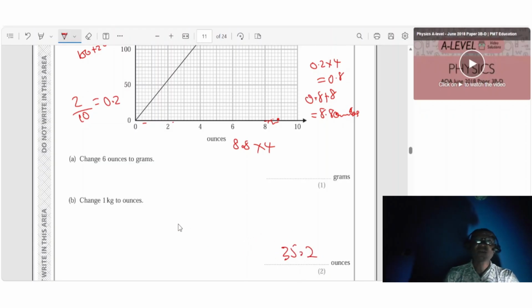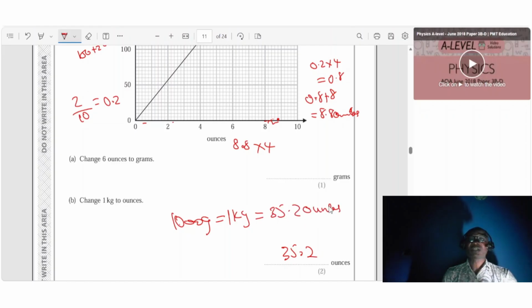This is now equivalent to what? 1,000 gram, or 1 kg, is equal to 35.2 ounces. If you have questions, ask me.